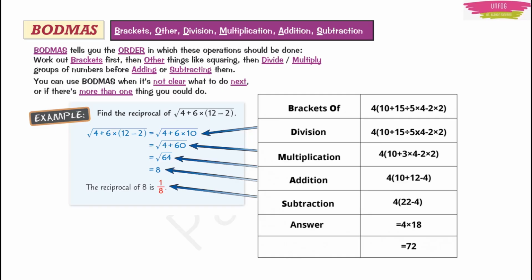Again go to the next step, that is division. See if there is division anywhere. Yes, it is there. It is 15 divided by 5. It will be 3. Then the next step, multiplication. Yes, it is there, in 2 places. 3 fours are 12 and 2 twos are 4. Then you write it down. Again the next step will be addition. Then subtraction will come. Then you can remove the brackets and that will be your answer after you multiply.